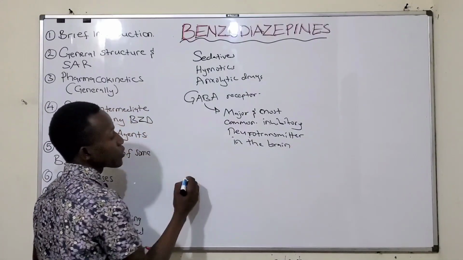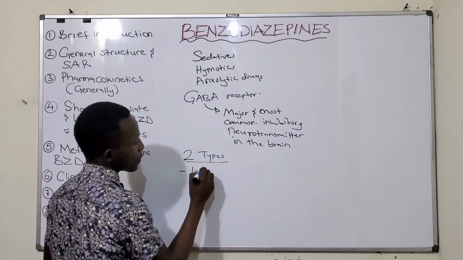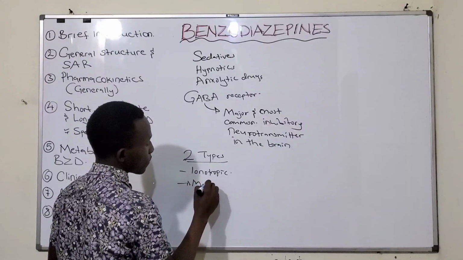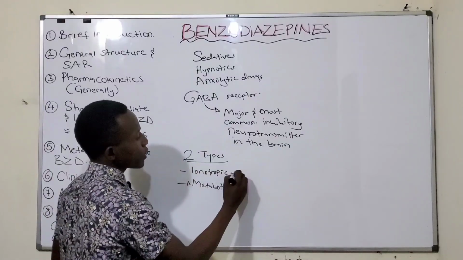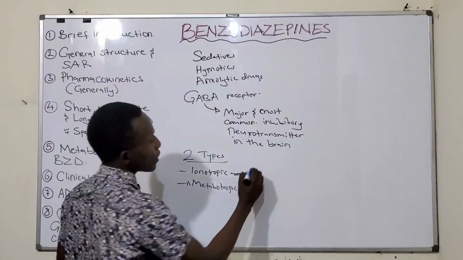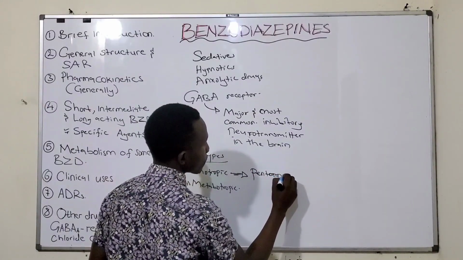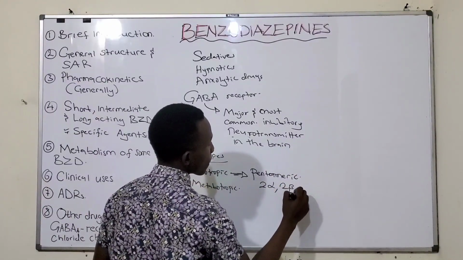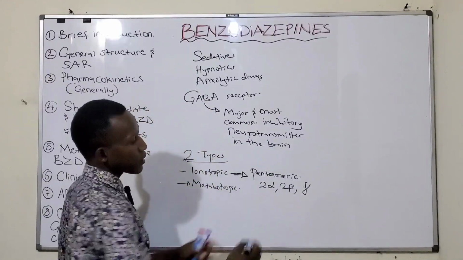This GABA receptor has two types: the ionotropic and the metabotropic. But the benzodiazepines bind at the ionotropic GABA receptor. And this one is a pentamer. It is made up of 2 alpha, 2 beta, and 1 gamma subunit. That's why it is a pentamer. There are 5.